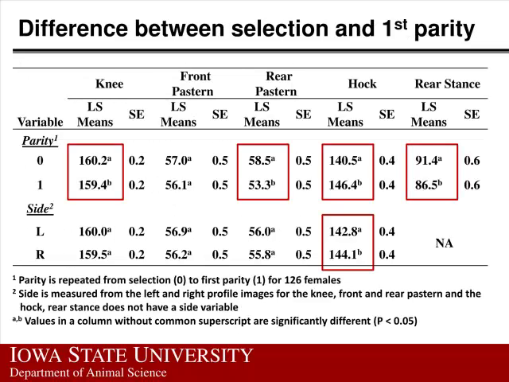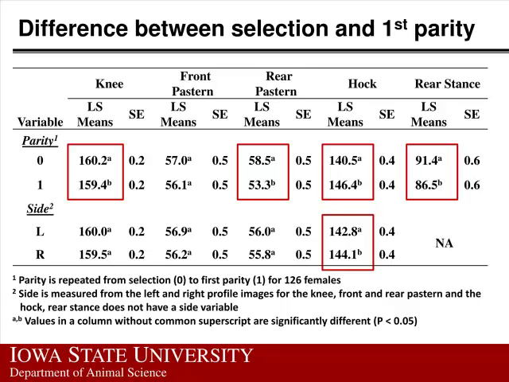There's a lot of numbers up here. I will highlight the more important numbers that we've found. So we found, and we'll talk about this more in the discussion as well, but there was a significant effect between parity for the knee of roughly 0.8 degrees or 0.8 of a degree.